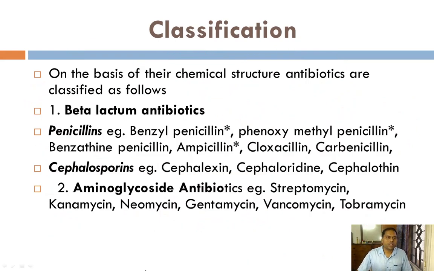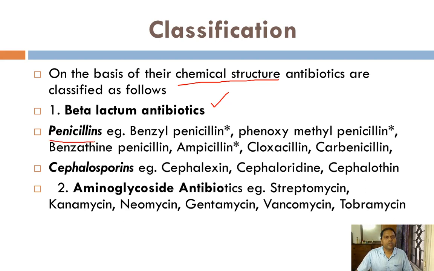Now let's look into the classification of these antibiotics. On the basis of their chemical structure, these antibiotics are classified as follows. First one is beta-lactam antibiotics. You have come across this beta-lactam ring when we were discussing nomenclature. Depending on the chemical structure, they are divided, so that's how the classification has taken place.